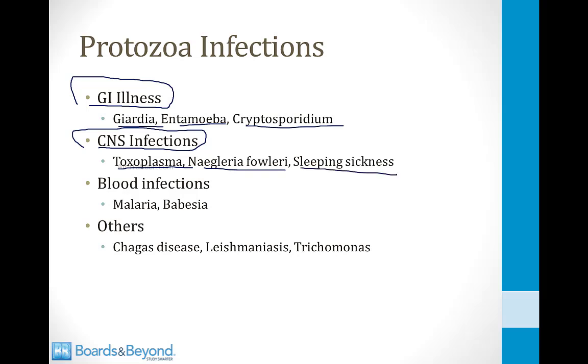There are two protozoa that infect the blood. The first is malaria, which is very important, and we have a separate module on malaria. The other one is Babesia, which we'll talk about in this module. And then finally, there are a couple that are just in a unique group by themselves, like Chagas disease, leishmaniasis, and trichomonas, which is a sexually transmitted disease.